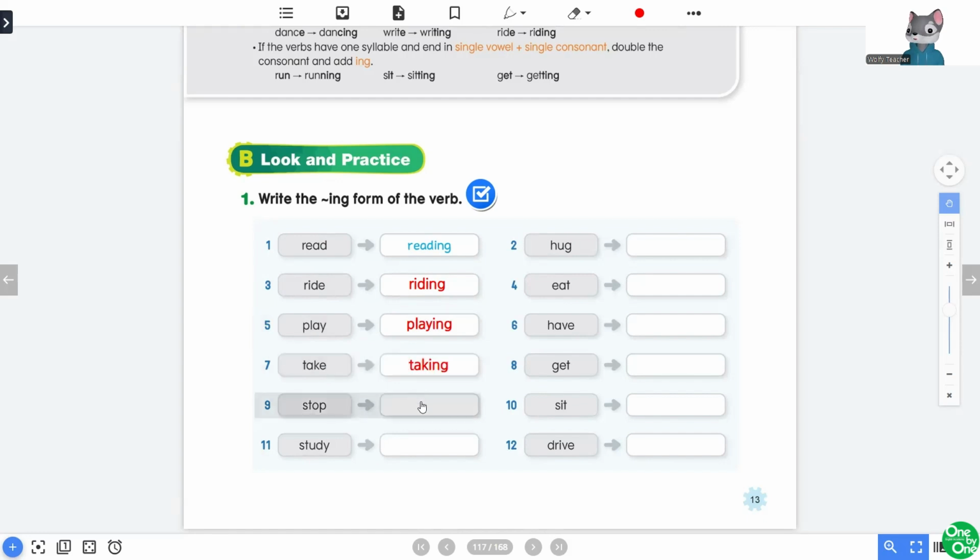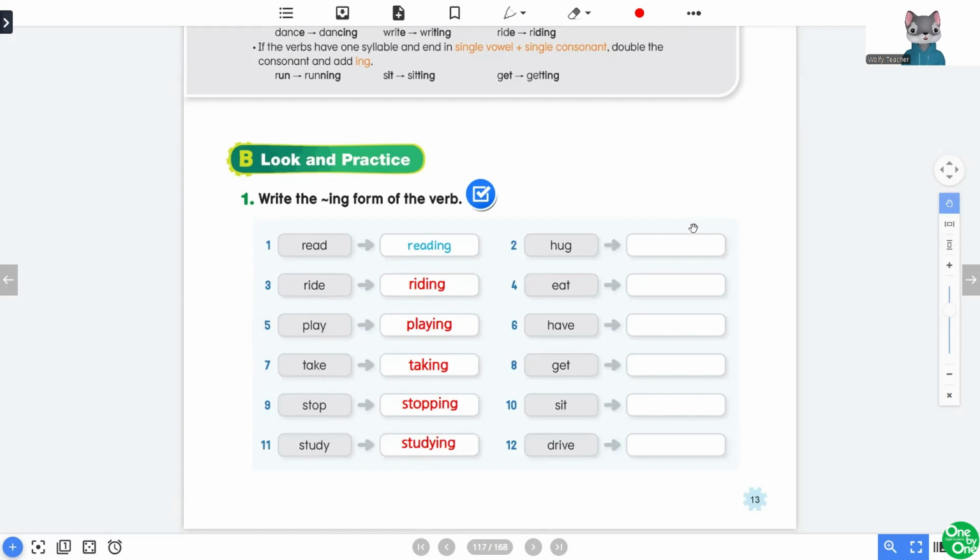Take. Fantastic. Taking. Stop. Remember. 짧은 소리들이 있으니까 뒤에 뭐를 집어넣어줘야 되지? We need another P and an ing. Exactly. Study. What about study? Yes, we only need an ing. Hug.